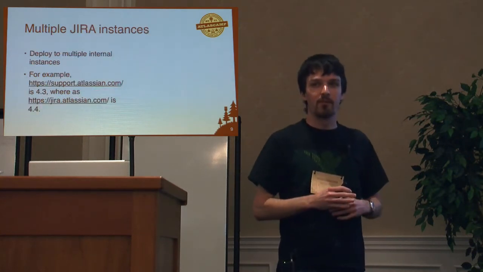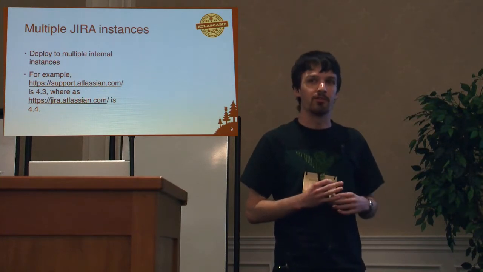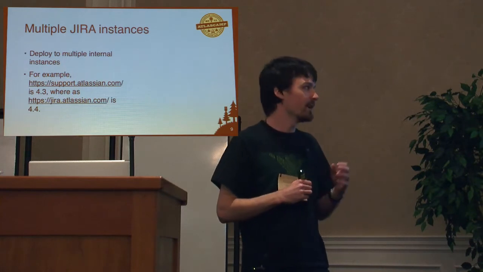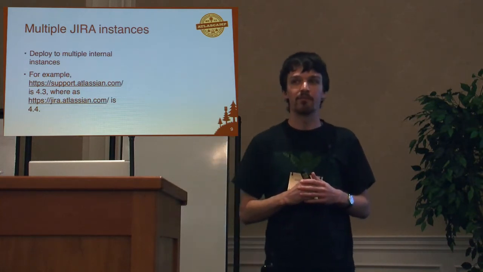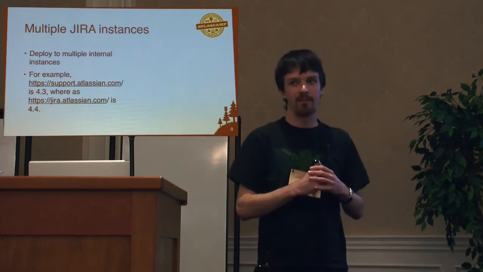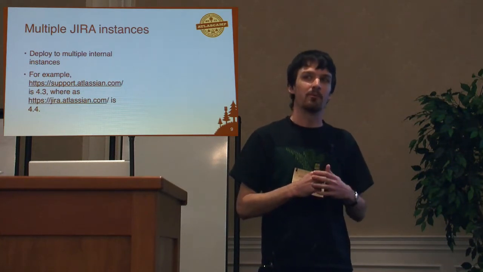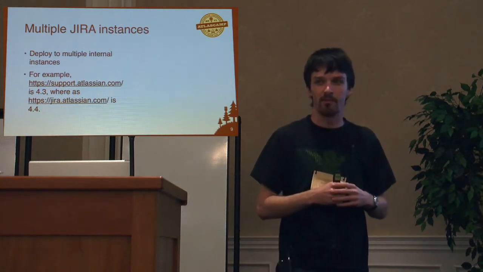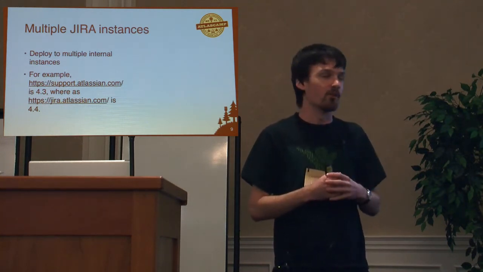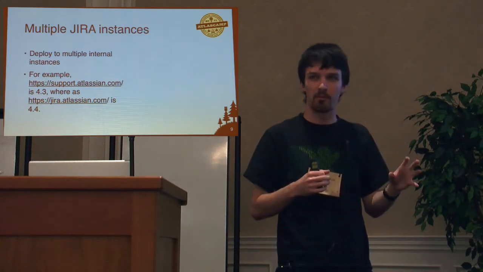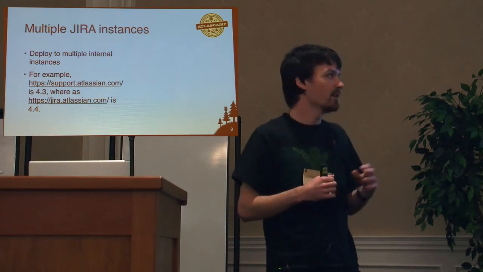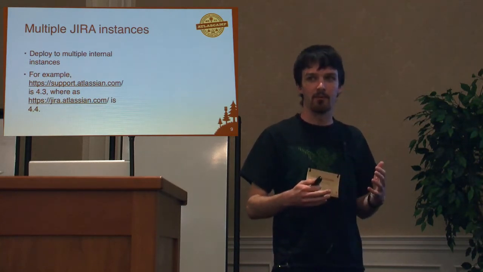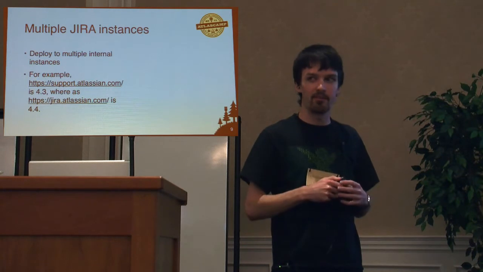Now, as an internal developer, you may face a problem having multiple JIRA instances. Within Atlassian, we've got, for example, support.atlassian.com and jira.atlassian.com, which are on different JIRA versions because support.atlassian.com requires a more stable bug fix version of JIRA, whereas jira.atlassian.com is on a latest and greatest version of JIRA. So if you want to deploy your plugin to more than one instance internally, being able to support multiple JIRA versions really helps if the release cadence for each instance isn't the same.